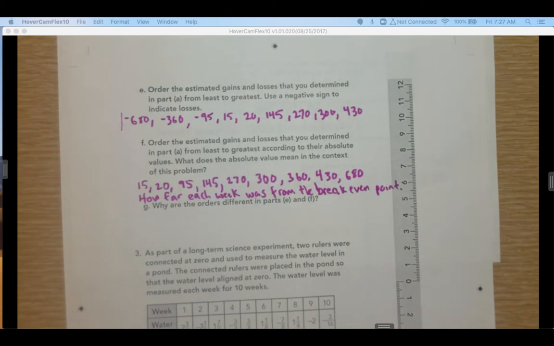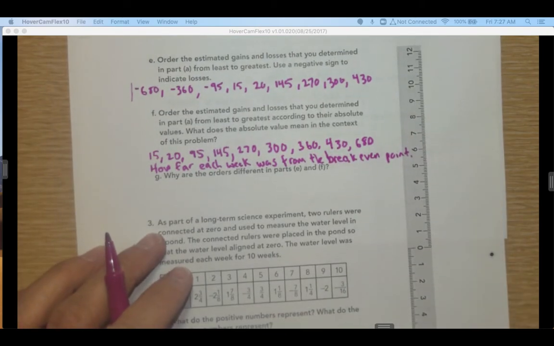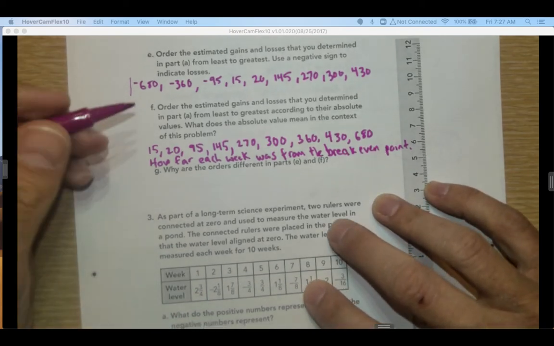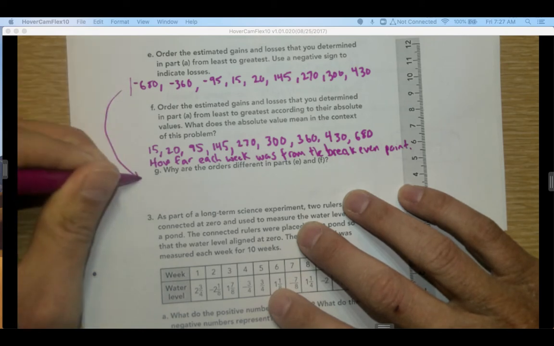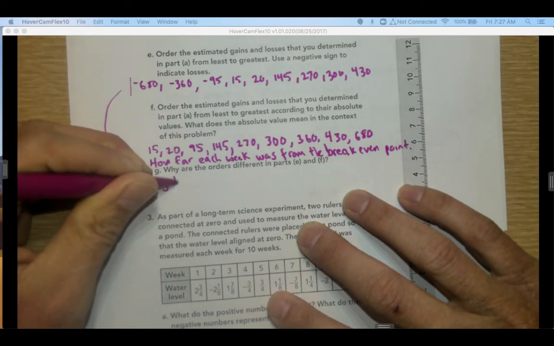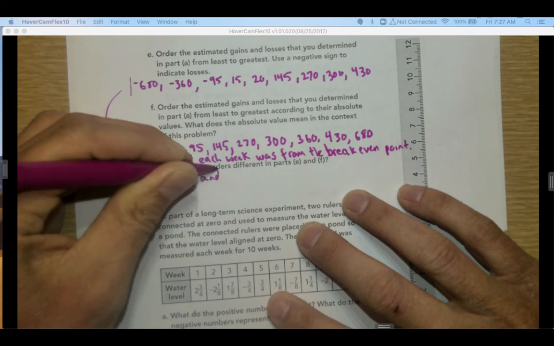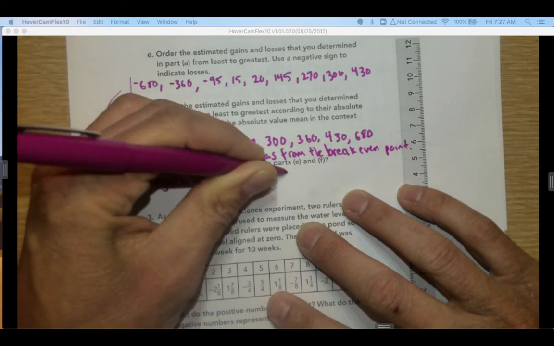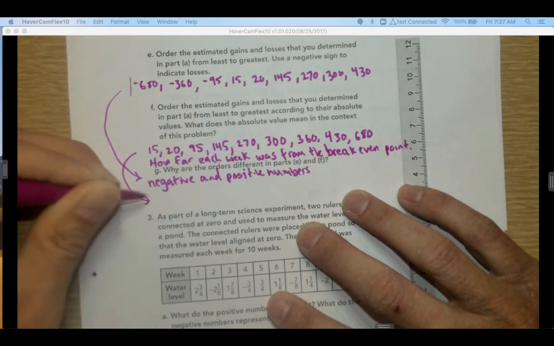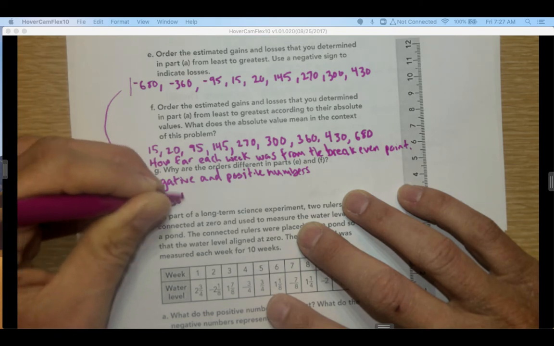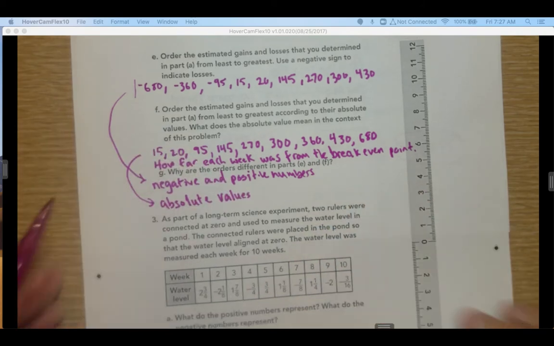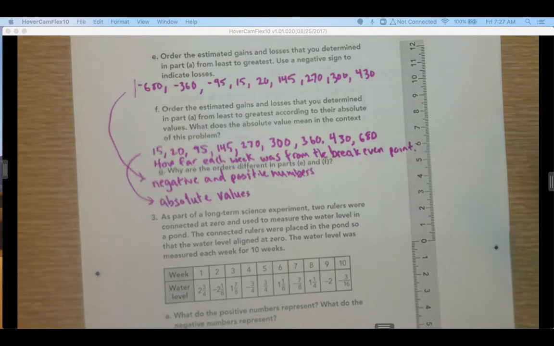Why are the orders different in parts E and F? Well, this one is negative and positive numbers. And then this one right here is absolute values. How far they are away from zero. And so the order changes because the negatives all become positives. Okay.